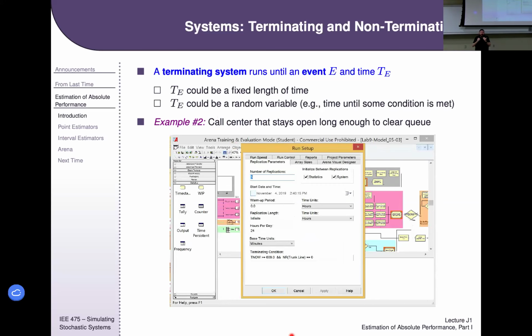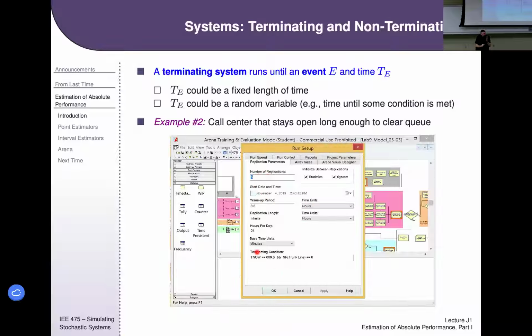Inside Arena, this is from the old version of Arena, but it's the same idea in the run setup. You set your number of replications on these transient simulations. In a transient simulation, you're almost always going to run more than one replication, because it's going to be about how many reps. As we're going to see with steady state simulations, there are tricks we can do where we only need to run one replication. But for transient, we need to run multiple.